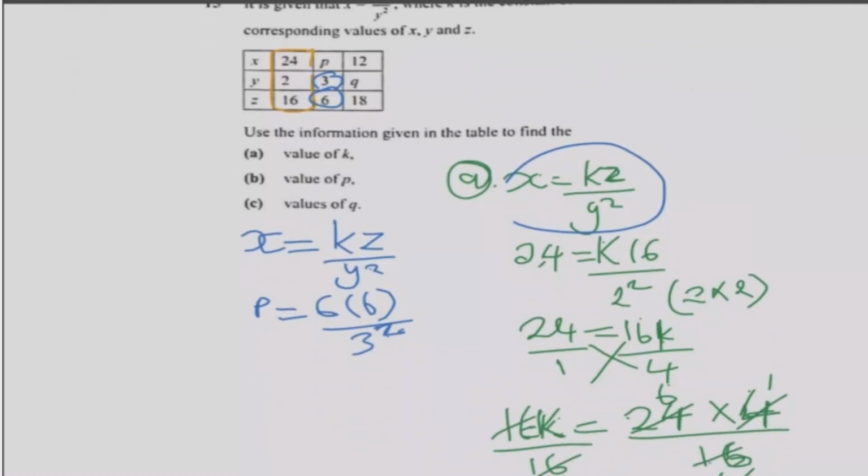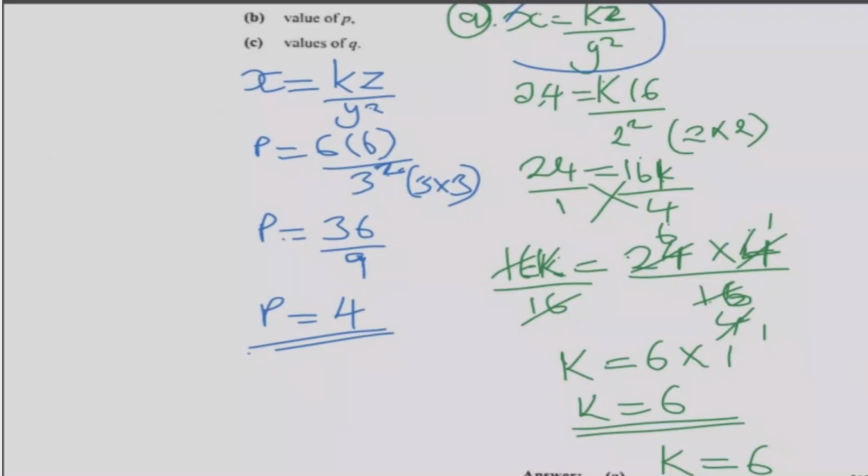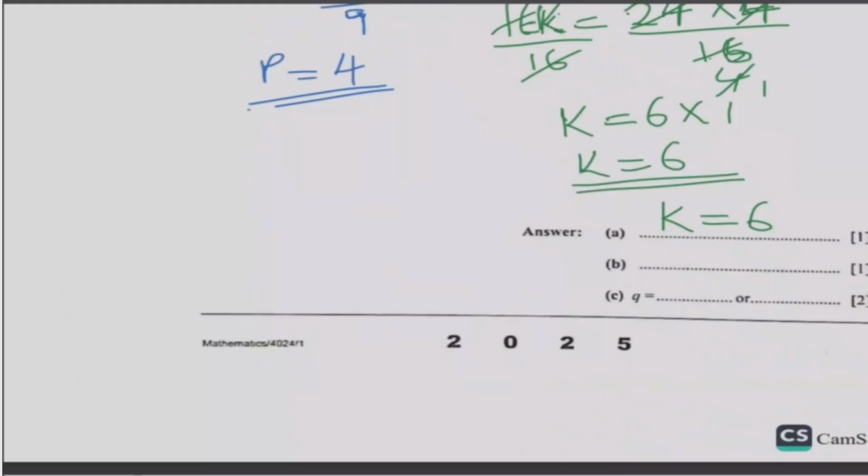Okay, so we want to find the value of p. So now we say p is equal to 6 times 6, which will give us 36. Then 3 squared is 3 times 3, which will give us 9. So we say p is equal to 36 over 9, so 9 into 36 will go 4 times. The value of p is 4.